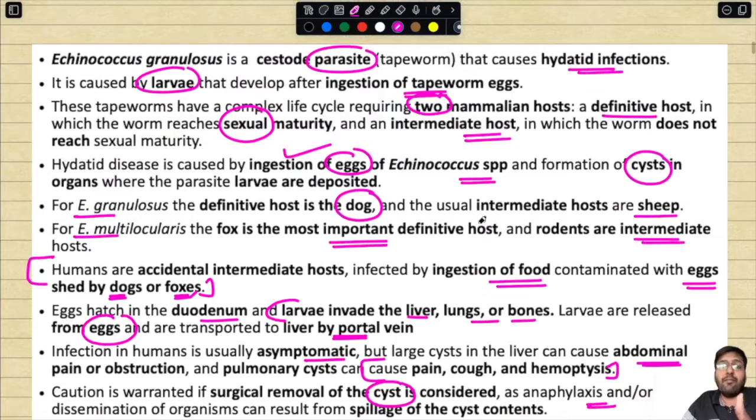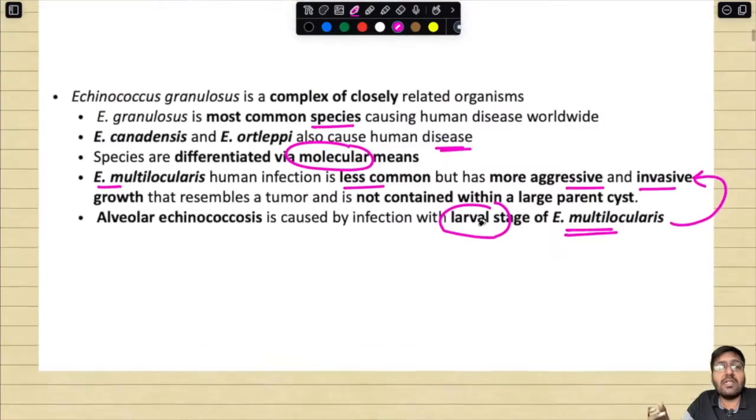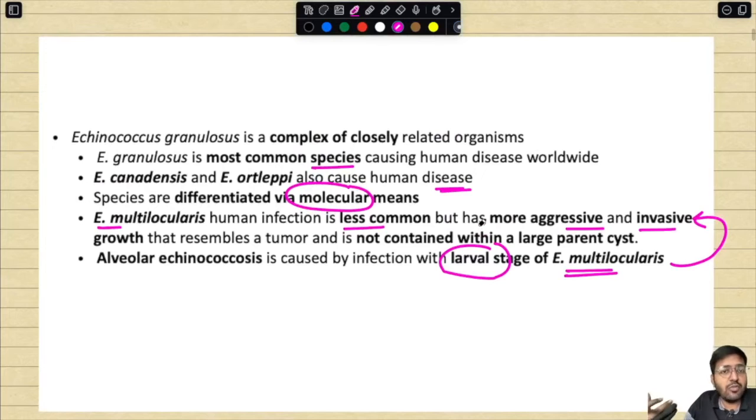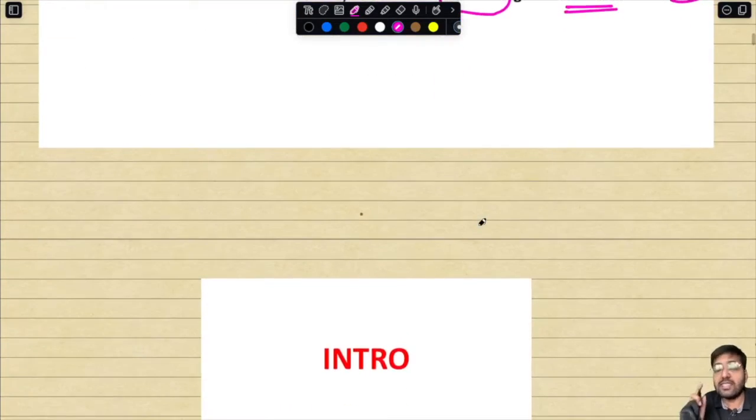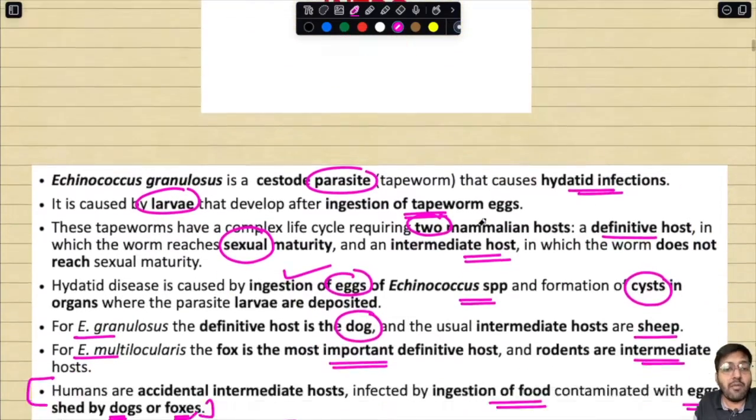What is very important in the exam: the examiner asks you what the Echinococcus granulosus complex of species is. You have to say that this is the complex of species in which the most common species is Echinococcus granulosus. Other important species include canadensis, ortleppi, and one very important, less common but invasive variety which is causing alveolar disease, Echinococcus multilocularis. So this is one very important exam viva question.